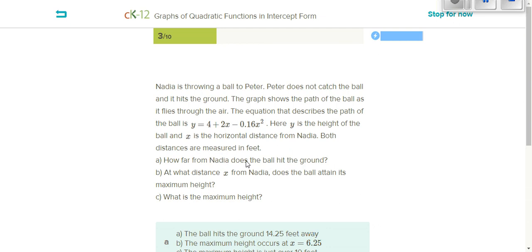How far from Nadia does the ball hit the ground? At what distance, x, from Nadia does the ball attain its maximum height? What is the maximum height? Okay, everybody have these questions?